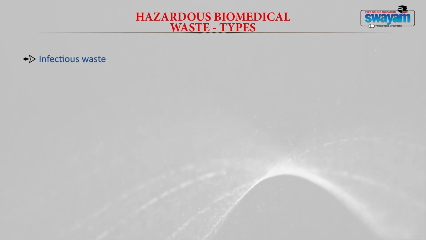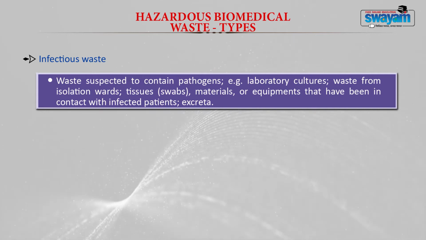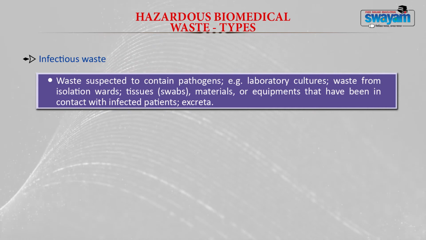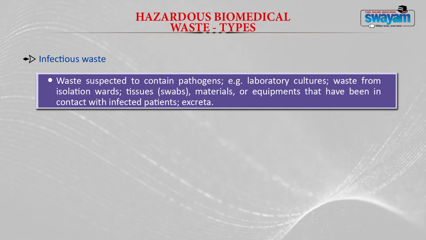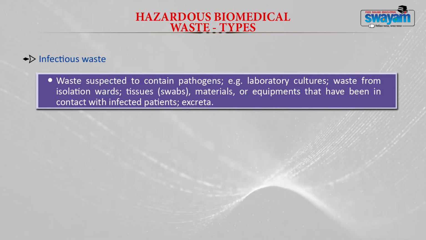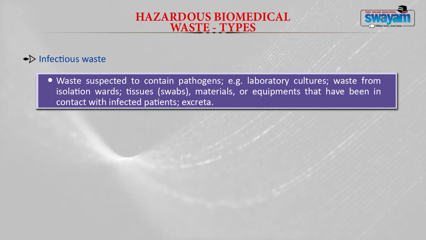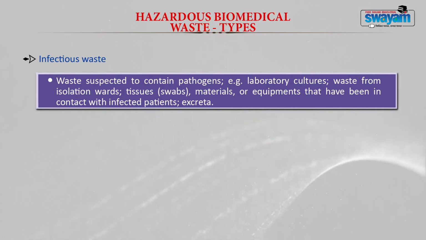Now, what are infectious wastes? As I told you earlier, these are wastes that contain pathogens. Especially they come from laboratory cultures, and waste from the isolation wards, wherever you have patients in an isolation ward or separate unit. Also the swabs, materials or equipment that you use for infected patients, and the excreta. So, all these things come under the infectious waste.